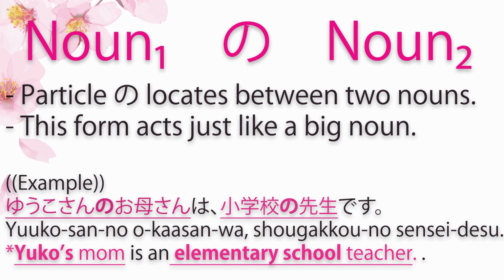Example sentence. ゆうこさんのお母さんは小学校の先生です。Yuko's mom is an elementary school teacher.